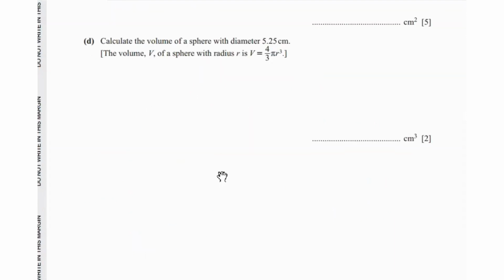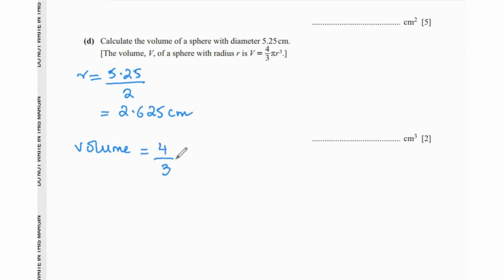Then part D says calculate the volume of the sphere with the diameter of 5.25 centimeters. So if the diameter is 5.25, radius would be half of the diameter. So that equals 2.625 centimeters. Volume would be 4 over 3 pi r cubed. So they've already given the formula. So 4 over 3 pi times 2.625 cubed. And that would give us the value of 75.8 centimeter cube. That's your answer.